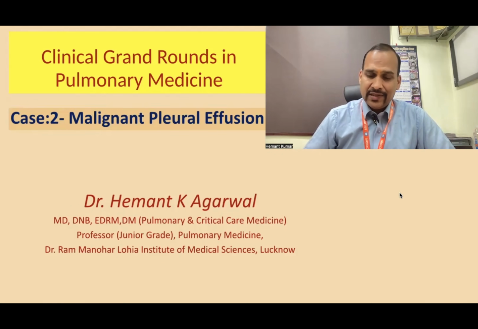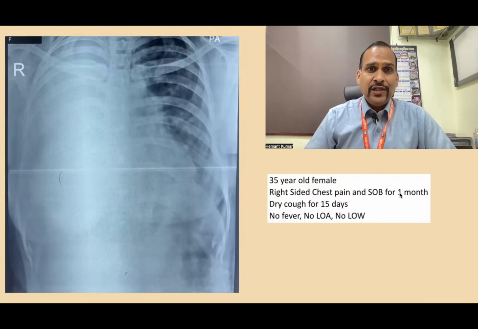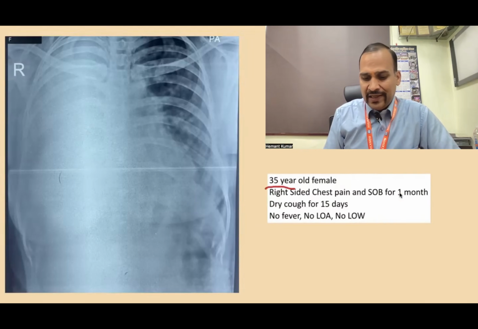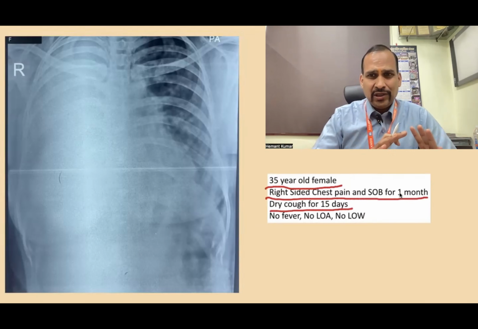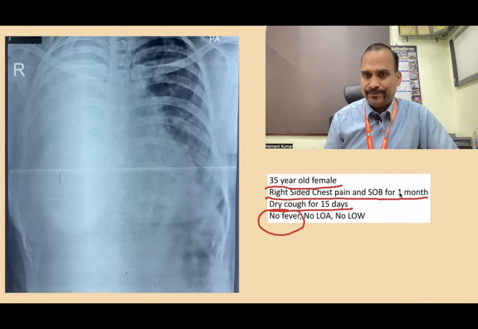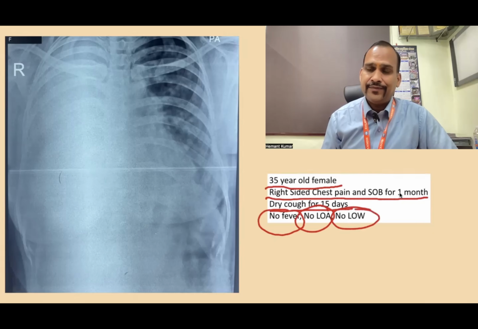So let's see our second case today. She is a 35-year-old female presented with right side chest pain, shortness of breath for 1 month, dry cough for 15 days, and she was having some low grade or mild fever, but it was not documented. So we have labeled it as no fever. No loss of weight, no loss of appetite.